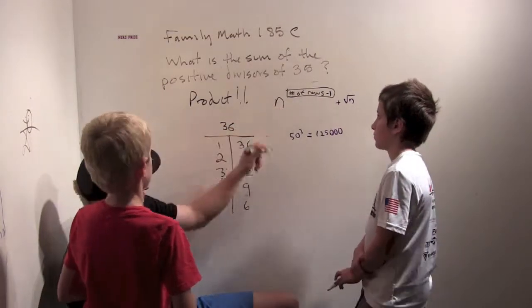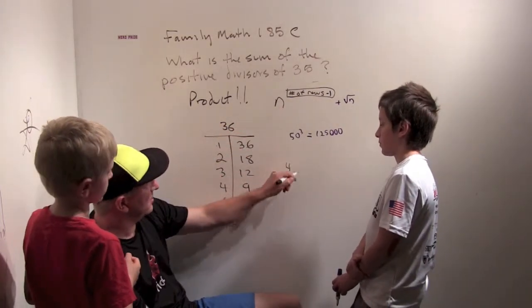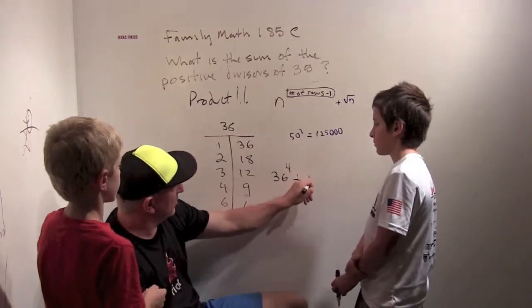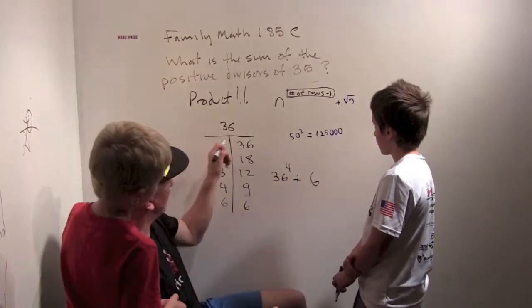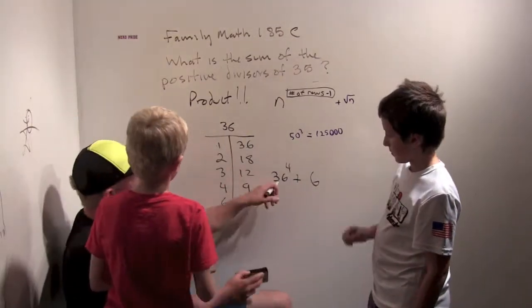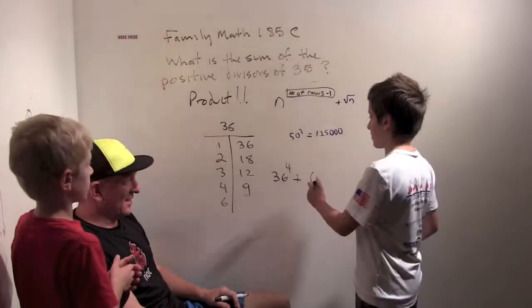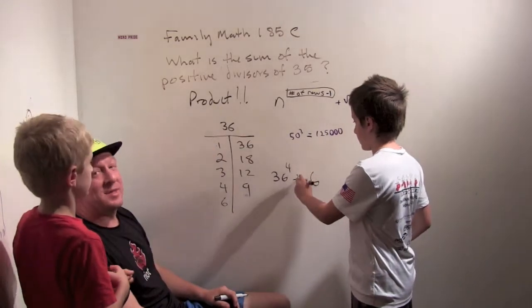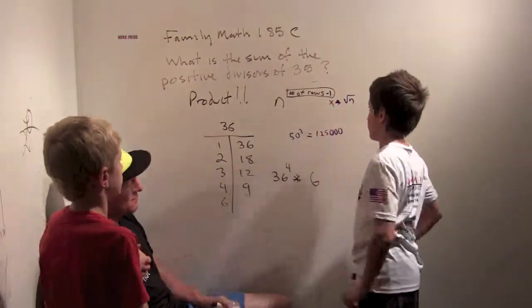So you said 36 to the number of rows minus 1, to the 4th, and then you said plus the square root of n, which is 6. So is it the product of all of these together less this? Because 36 to the 4th plus 6? Because we had the extra 6. Well, I think it's 36 to the 4th times 6. Times 6, right, because we're multiplying, we're not adding.